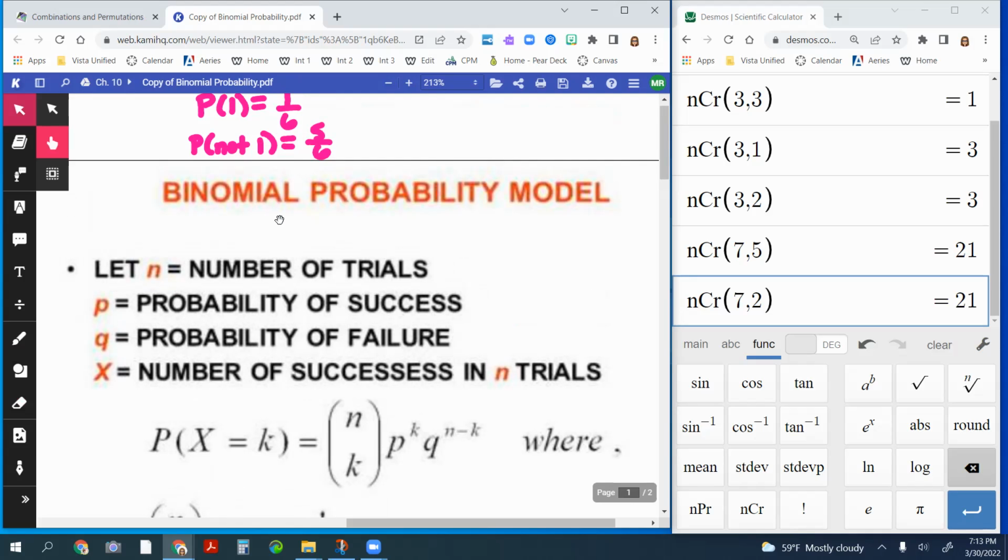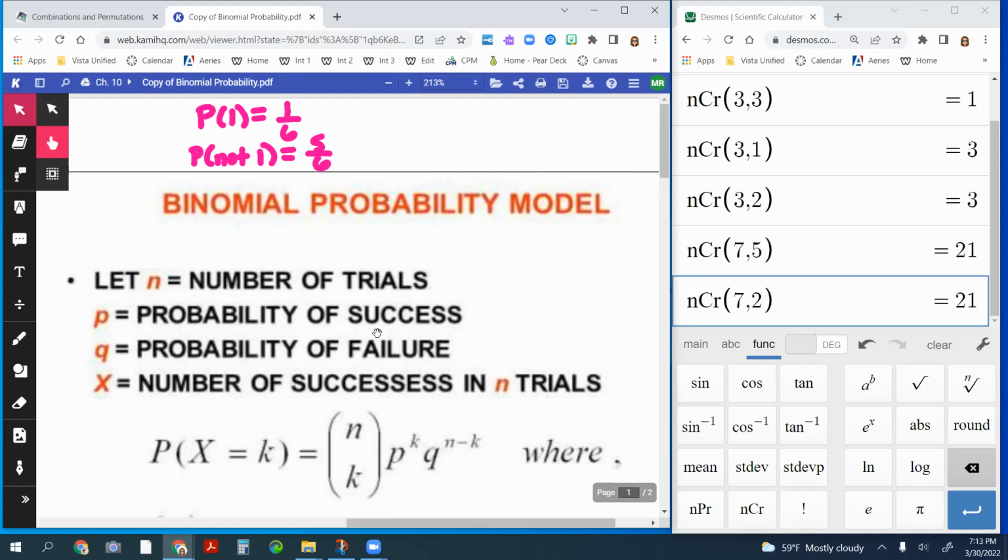So we have 5 rolls. Well, 5 would be the number of trials. The probability of a success in our case would be 1 out of 6 if we're trying to get a 1. Probability of a failure in our case would be 5 out of 6 because there's 5 ways to not get a 1. The number of successes in n trials, let's say we want to get 3 1s. So that means I'm going to get 3 1s and 2 not 1s.